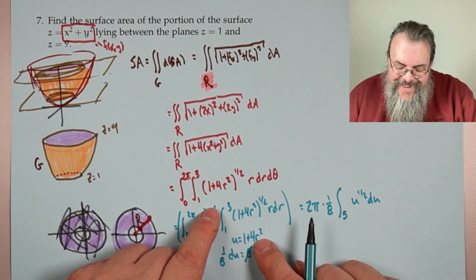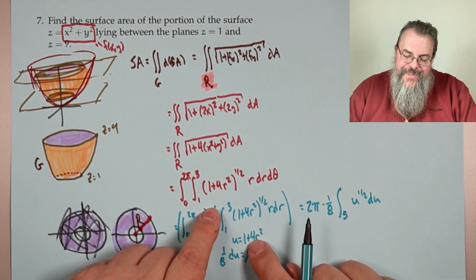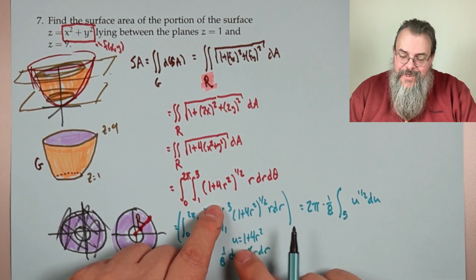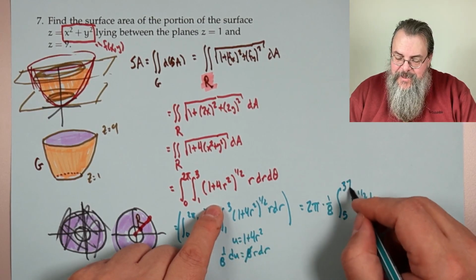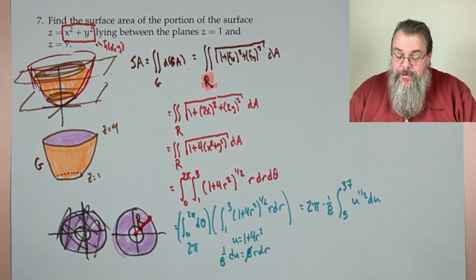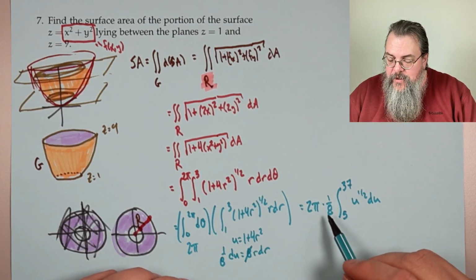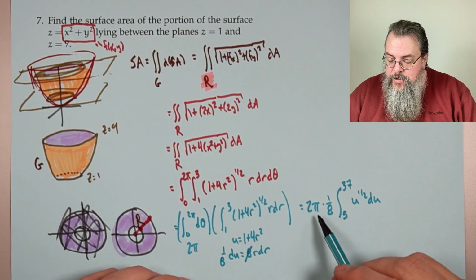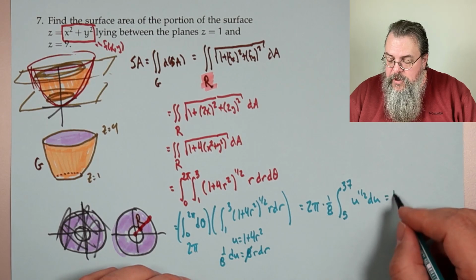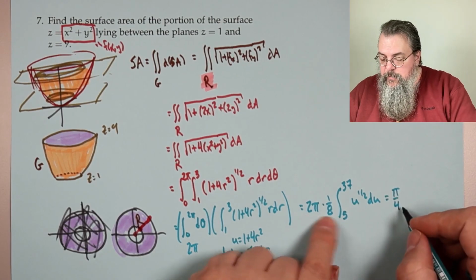3 squared is 9 times 4 is 36 plus 1, 37. Oh my goodness, what a number. That's all right. It's a number. We aren't too scared by that. All right, so 2 pi times 1/8, that's pi over 4. Okay, so that's the part in front.